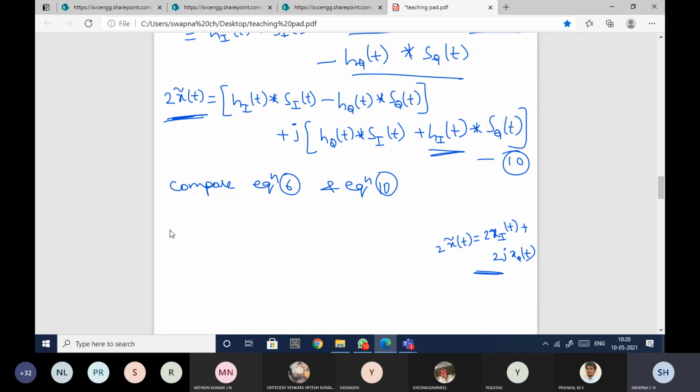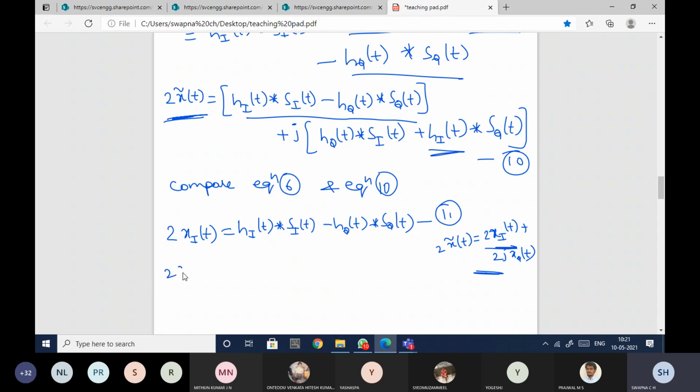Next, 2xi of t, the real part, is equal to hi of t convolution with si of t minus hq of t convolution with sq of t. This is for 2xi of t. If I want to get 2xi of t, then I need to convolve hi of t with si of t, and hq of t with sq of t, and subtract them. That is what it implies. Let me write this as equation 11.